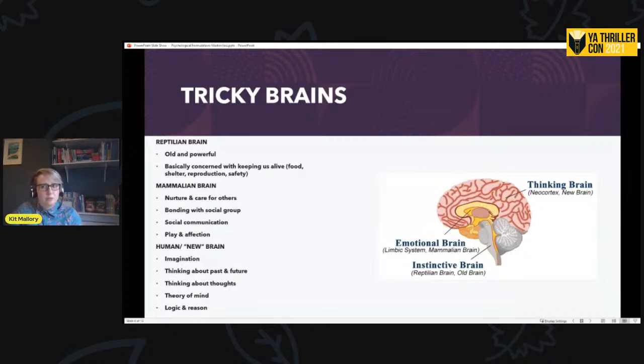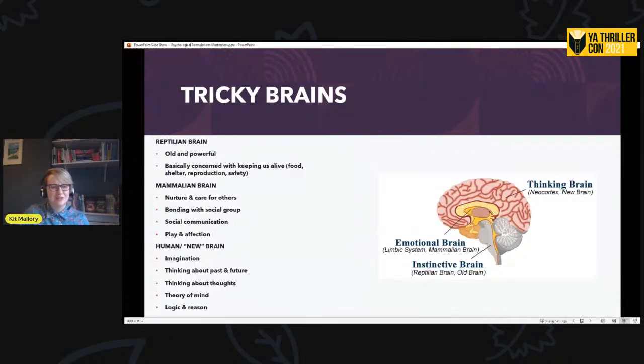So the oldest and most powerful part of our brain is our reptilian brain. And this controls the basic needs that are fundamental to the survival of all animals. So that's food, water, shelter, reproduction, defending against threat. It's what controls our threat system, and it's the associated emotions like fear and anger, which are basically designed to overrule everything else in the service of keeping us alive.